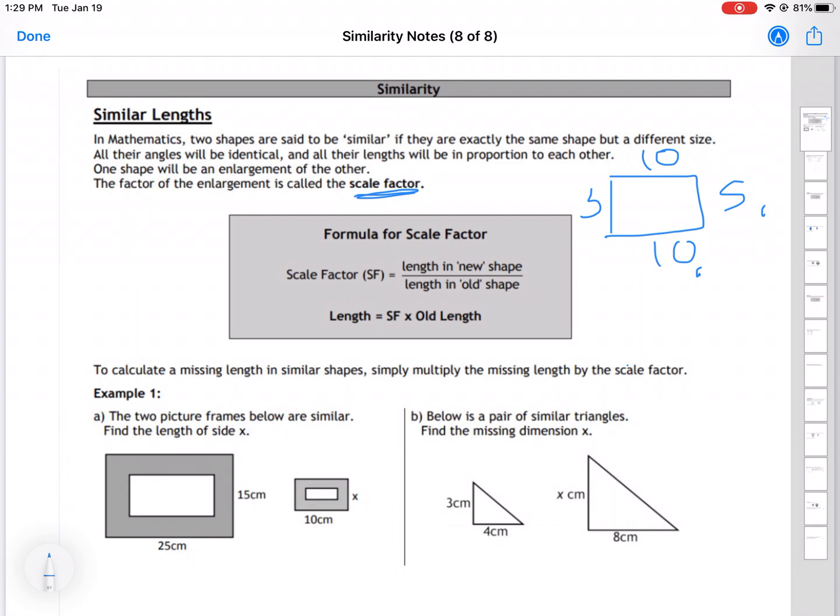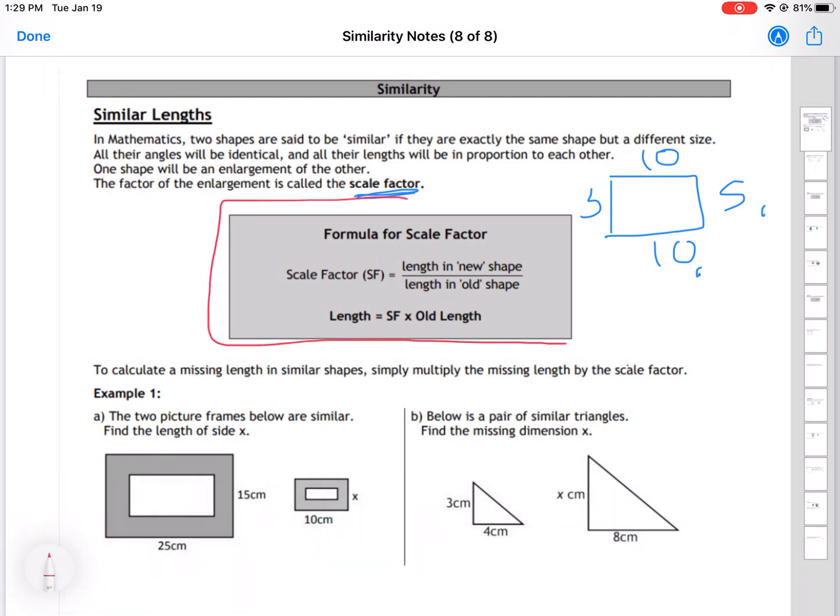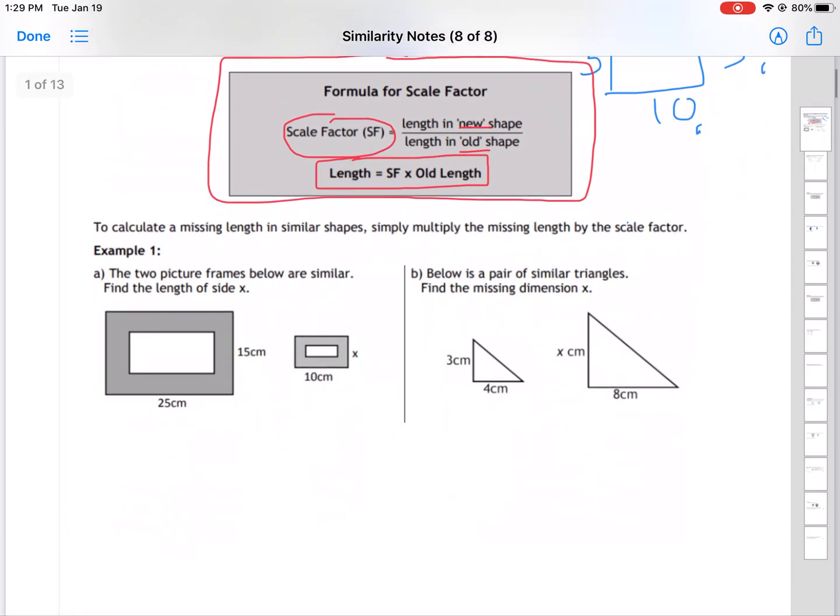Okay, so the formula for scale factor, for length scale factor, in fact, we'll look at area and volume later on, is to calculate the scale factor by taking the length in the new shape divided by the length in the old shape. So it's new over old. Okay, new over old every time. To find the missing length then, we multiply the scale factor, which is a fraction in some cases, by the old length. So let's see how that applies to the questions down below.